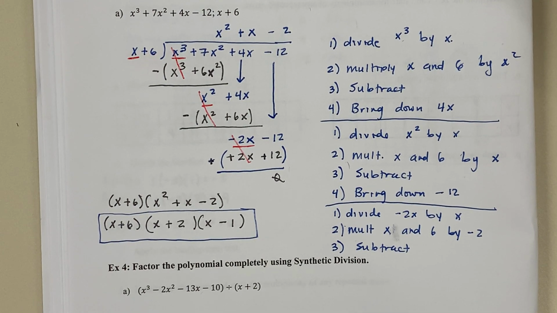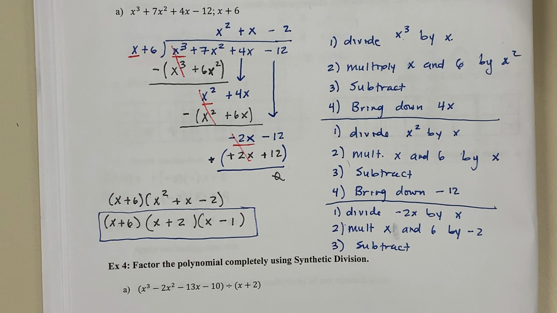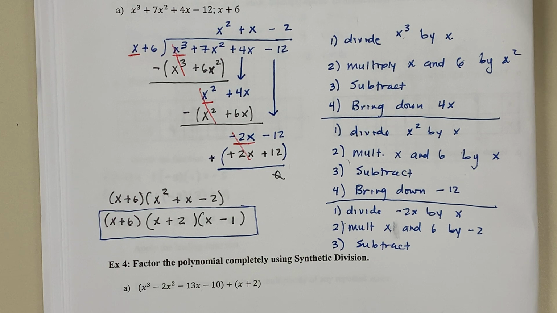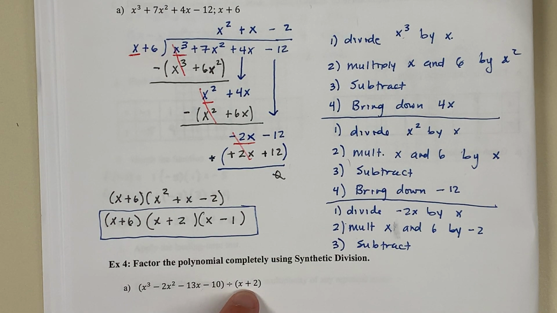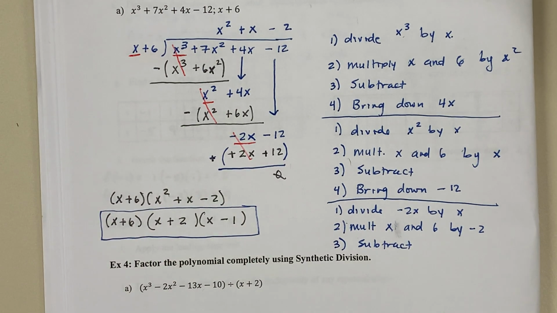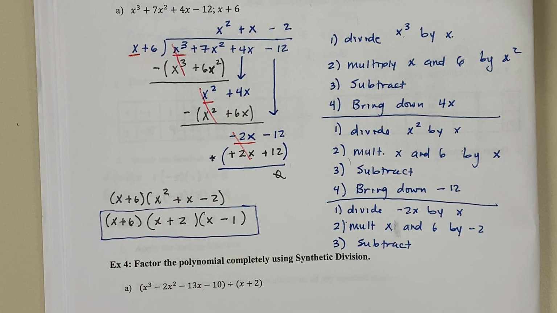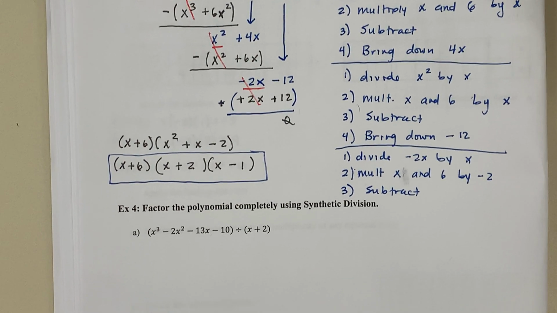In example number 4, we're going to go through the same process. We are going to factor the polynomial completely, but this time we're going to use synthetic division. Synthetic division is a shorthand method for long division as long as our factor is linear. Notice that we are dividing by x plus 2. X plus 2 is a linear factor because x is to the first power. If this factor were to the second power or third power, we could not use synthetic division and we'd always have to resort back to long division. Again, we can only use synthetic division when there is a linear factor.